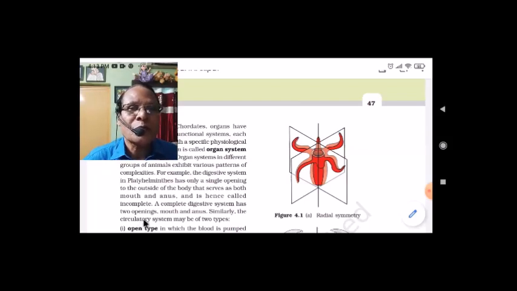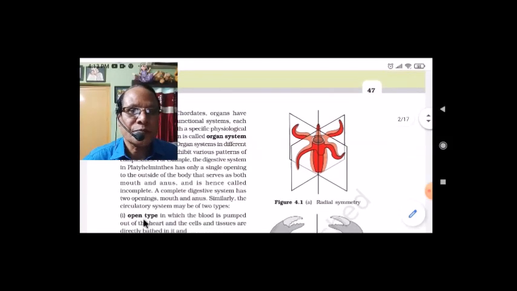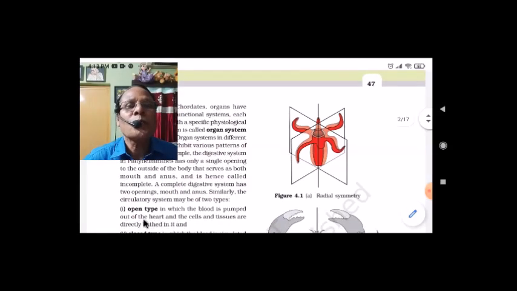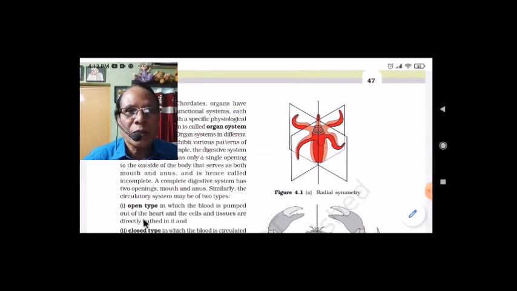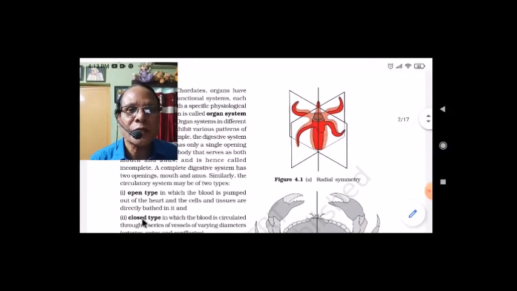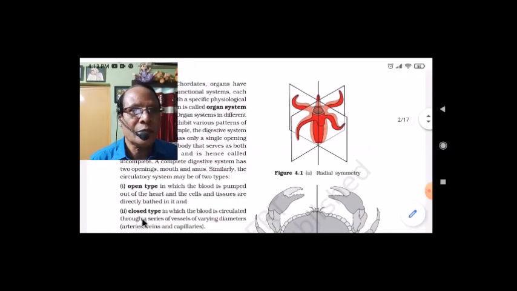Another complexity is regarding the circulatory system. A simple circulatory system is seen in some groups of animals. That is called the open type of circulatory system. Normally here there are no blood vessels. The blood is pumped by the heart, in some cases the heart is absent, and it bathes the cells and tissues. So there are no blood vessels. In contrast, complexity increases in higher animals.